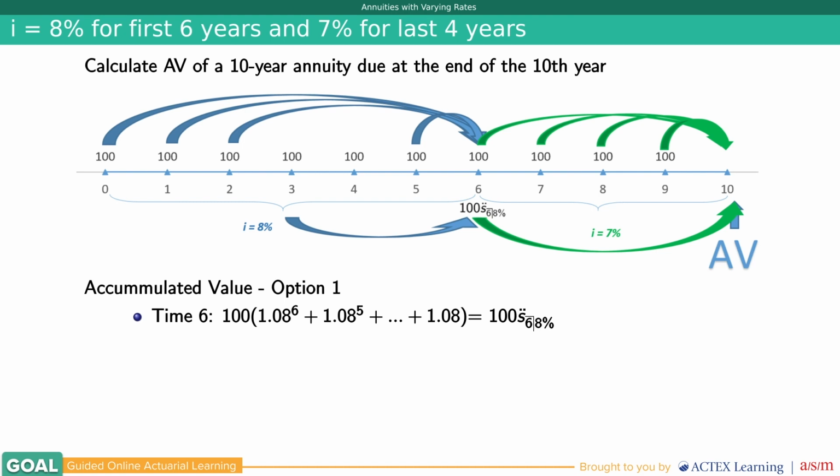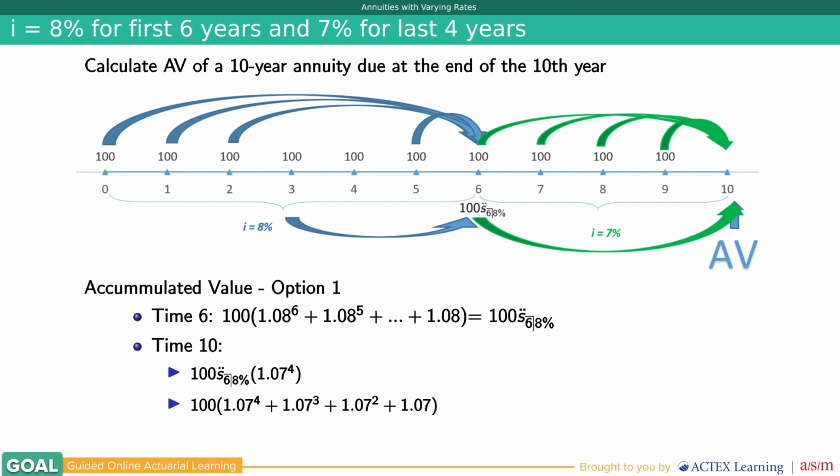From time 6 to time 10, we have a different effective annual interest rate. It is 7%. So all values starting at time 6 and ending at time 10 must be accumulated using a 7% interest rate. First of all, 100 s-angle-6 at 8%, which was evaluated at time 6, must be accumulated to time 10 for another 4 periods using 7%. Or in other words, it must be multiplied by a factor of 1.07 to the 4th. This is the equation shown in the first arrow of the second bullet.